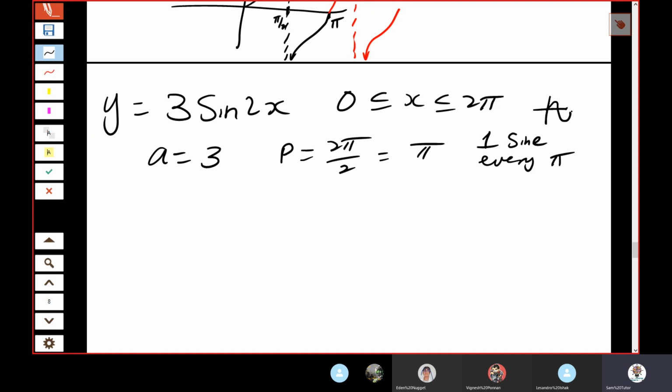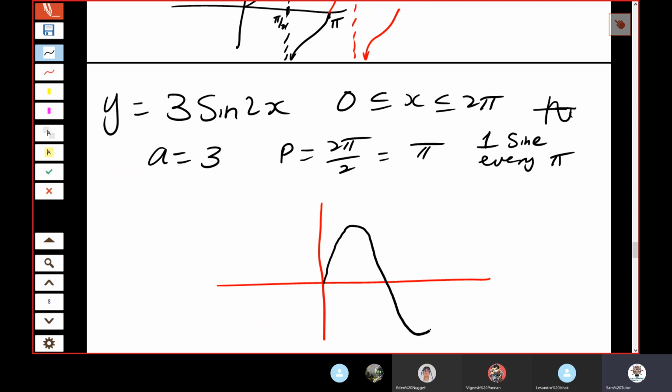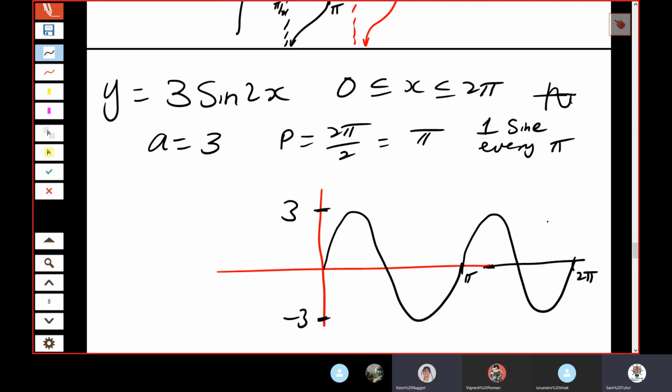I draw myself one here. If I forget, there it is. That's one sine. Up, down. Okay, so here we go. Ready? There's your axis. You're going from 0 to 2 pi. So go up, go down, go up. That's one sine every pi. So that's pi only. Then I'm going to go again because I've got to stop at 2 pi. Go up, go down, go up. That's 2 pi. What's my amplitude? 3 and -3. And that's it.